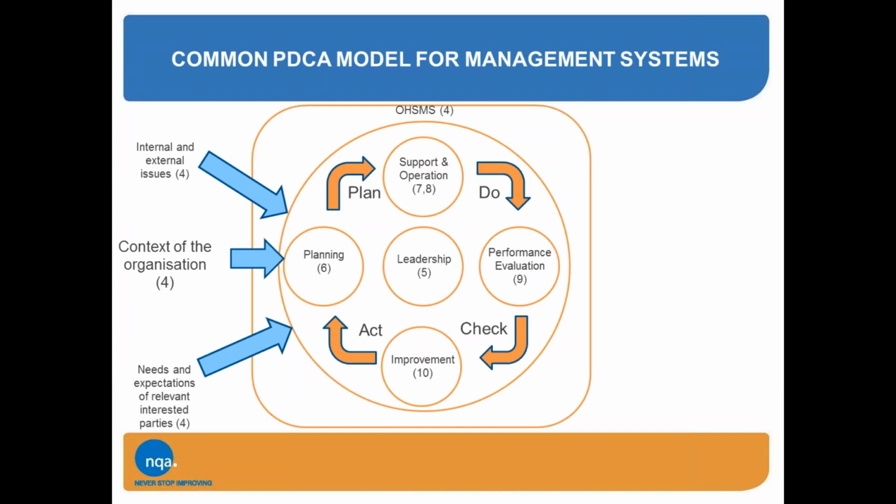Firstly, if we think about the context of the organisation, what we're trying to define here is basically what are the requirements put upon your organisation both internally and externally, depending on what you do. So you need to think about what you do and how that can impact on your occupational health and safety system, and the needs and expectations of relevant interested parties.